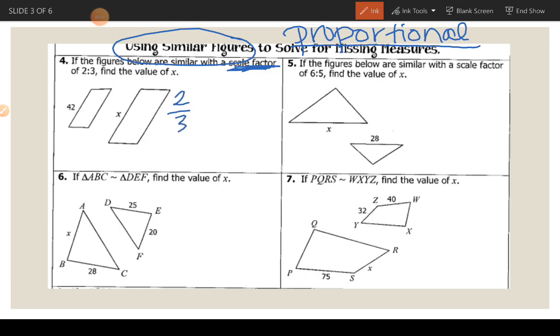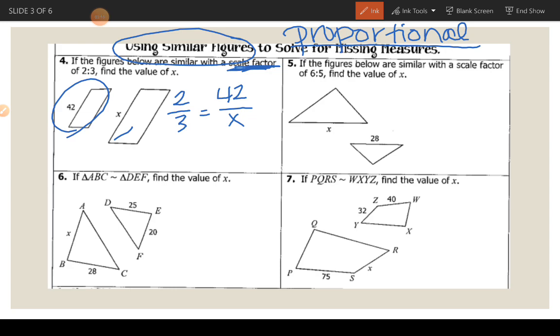So what does this mean? It means that the smaller one is 2/3 of the bigger one. So we're going to set it up as a proportion to solve for x. So 42 goes in the top. Now, why does 42 go in the top? Because this segment is smaller than this one. And then x would go in the denominator.